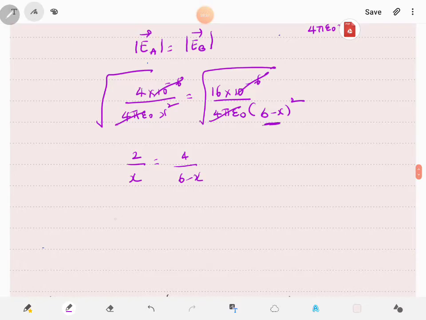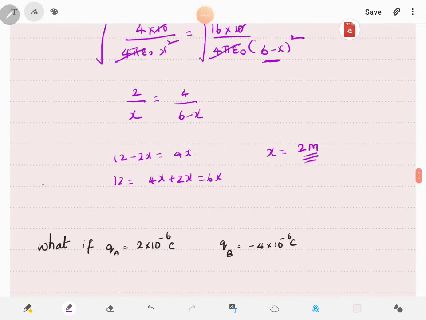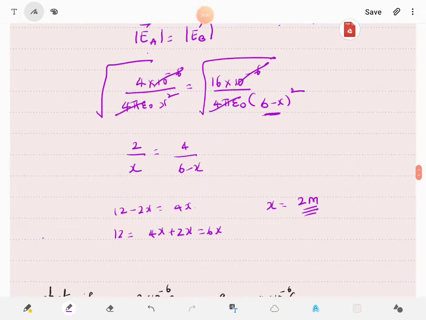Now we can solve for x. Solving for x, we have 2 into 6 is 12. 12 minus 2x will be equal to 4x. 12 will be equal to 4x plus 2x, which is 6x. So therefore, x will be equal to 2 meter. So the null point exists.